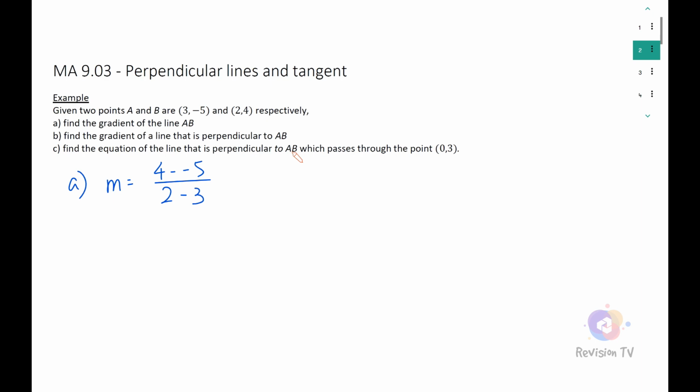What I did was 4 take away minus 5 and 2 take away 3. So 4 minus minus 5 is 9 because minus minus makes a plus. 2 minus 3 is minus 1, so that's minus 9. Part B, find the gradient of the line that is perpendicular to AB.